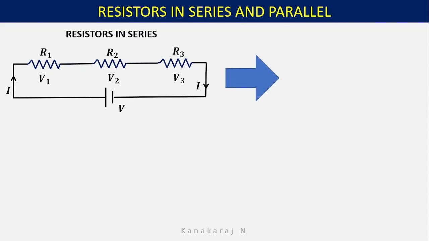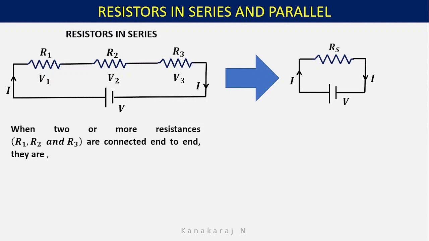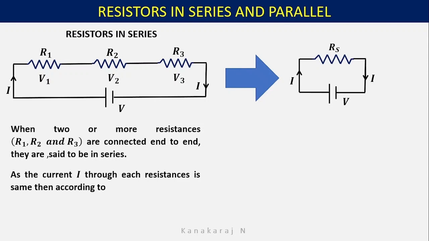The equivalent circuit is given here on the right hand side. The single resistance Rs can effectively replace the combination of R1, R2 and R3 in series. When two or more resistances R1, R2 and R3 are connected end to end, they are said to be in series. As the current I through each resistance is the same, according to Ohm's law, V equals IR.